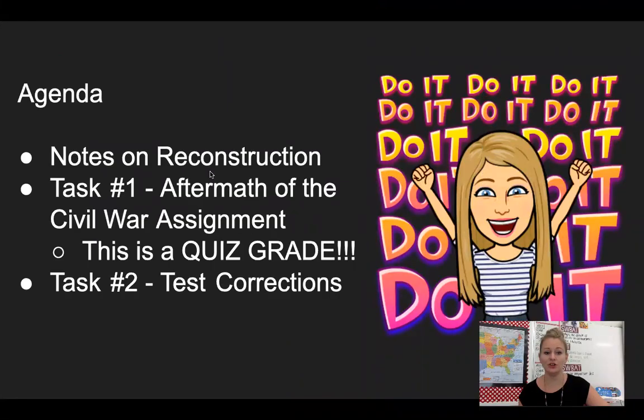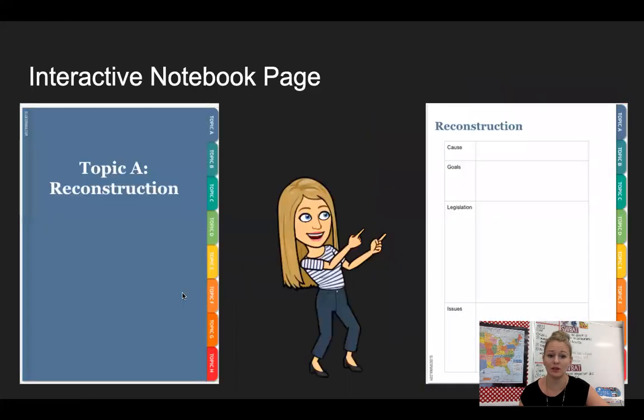Today, you're going to fill in your notes on reconstruction in your interactive notebook, your very last interactive notebook that is only like 2 pages long. It still counts as a quiz grade though, so remember that. After that, you're going to be completing your aftermath of the Civil War assignment. This assignment is a little bit more in depth than normal, so it's going to count as a quiz grade also. And then if you have time to spare when you are done, either work on your test corrections or work on any missing assignments that you have.